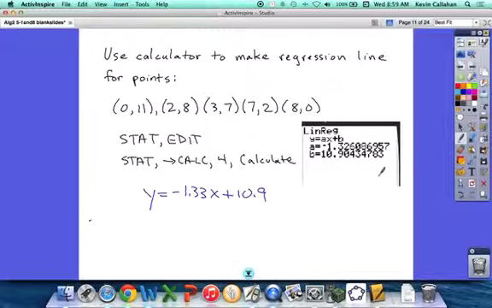Yeah. Really? Another calculator. I don't know what's going on.